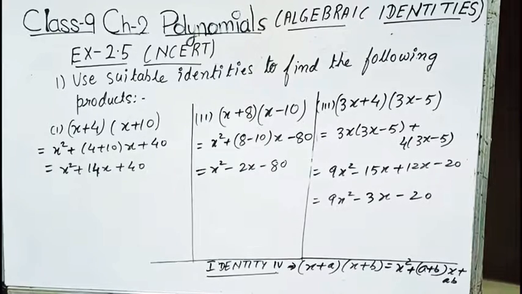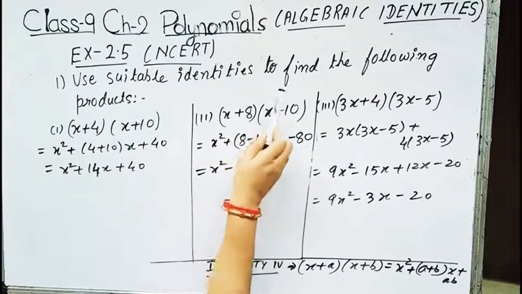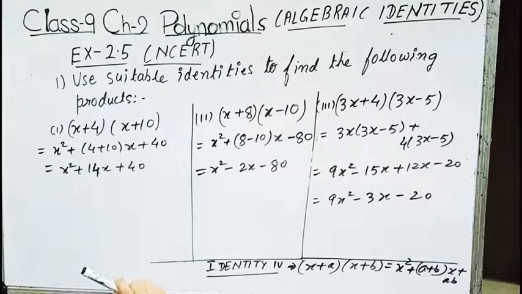Hello students, let us do chapter 2 polynomials of class 9, algebraic identities. Today we will be doing exercise 2.5 NCERT. In last class we dealt with some algebraic identities. Now today, the use of those algebraic identities in exercise 2.5 NCERT. Question number 1 is saying: use suitable identities to find the following products.